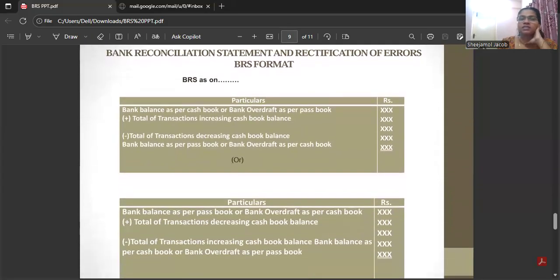The next is the bank reconciliation statement format. The first item is bank balance as per cash book, or bank overdraft as per the passbook. We add all the transactions increasing the cash book balance. Then we deduct the total of transactions decreasing the cash book balance. We get the bank balance as per the cash book.